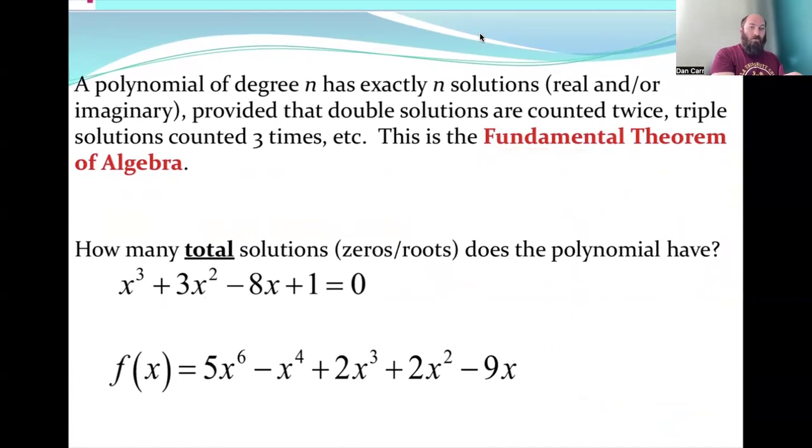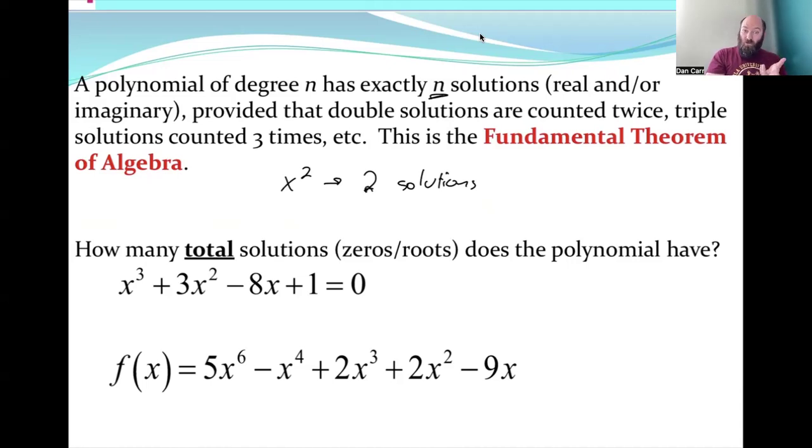A polynomial of degree n has exactly n solutions. So what that means is if I have a degree of like x to the second power, there's going to be two solutions. We've seen this before. This is a quadratic, but here's the thing. You can have two solutions in a variety of ways.